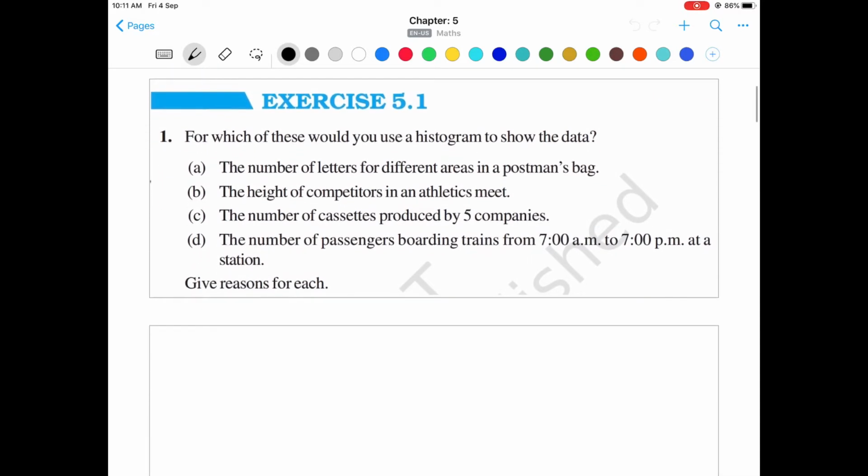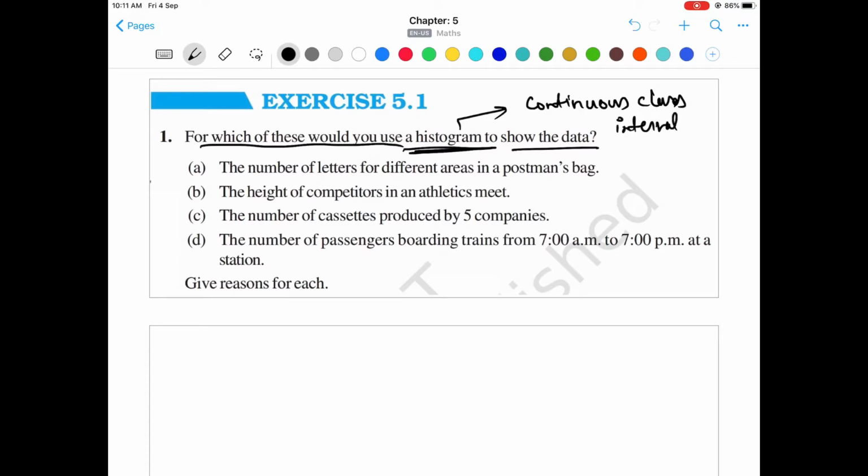So the first question is, we are given certain data and we are asked for which of these would you use a histogram to show the data. As I told in the previous class, in order to represent data by a histogram we need continuous class intervals. If we can divide our data into continuous class intervals, only then will we be able to represent it using a histogram. Otherwise we cannot represent the data using a histogram.